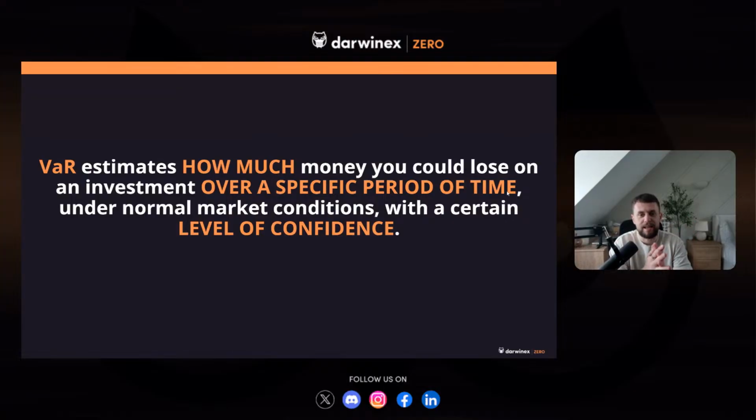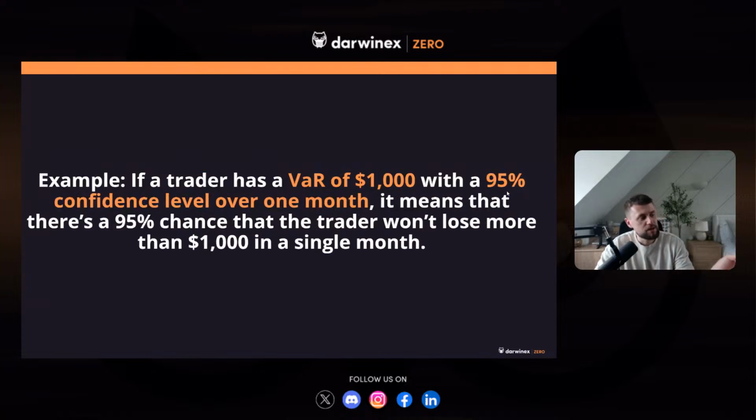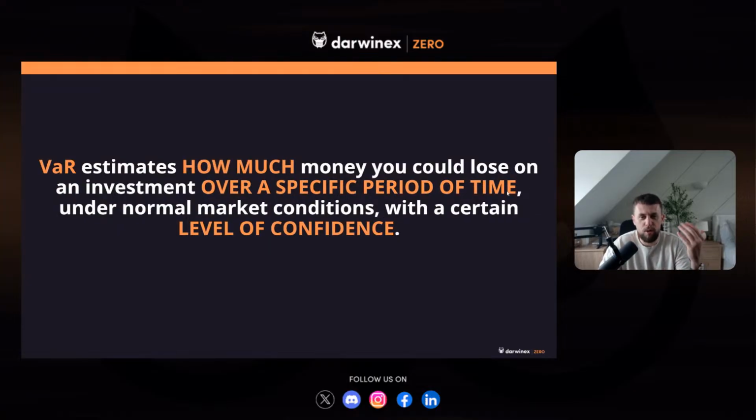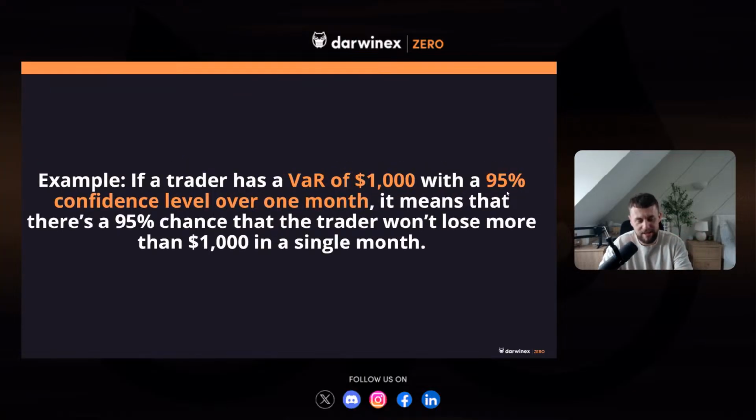Now, I understand that's kind of a really, really weird way to explain something. It sounds very fluffy, but I'll give you an example so that it actually makes sense. So if a trader has a value at risk of $1,000 with a 95% confidence level over a given month, it means that there is a 95% chance that that trader won't lose more than $1,000 in any single month. That is basically explaining this. I just feel like the words don't always get the message across as well as the example.